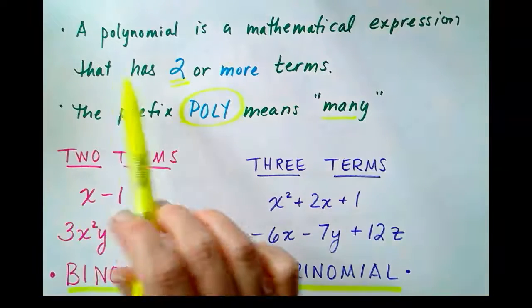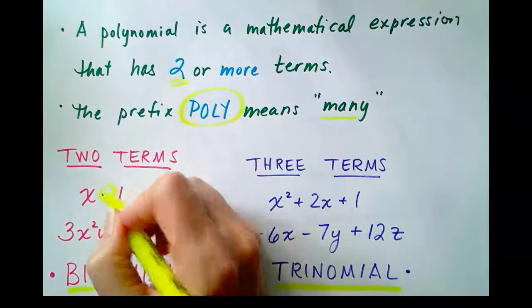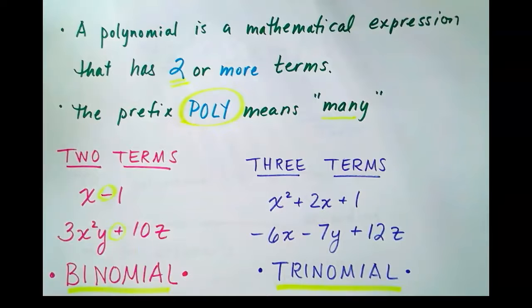We can have, as it said above, two or more terms. So here are some two-term polynomials. X minus 1 is a very simplistic one. 3x squared y plus 10z, a little bit more complicated, but they are both binomials as they only have two terms. Remember, a term is delineated by the plus or minus. So x minus 1, x is the first term, 1 is the second term. 3x squared y plus 10z. 3x squared y is the first term, 10z is the second term.